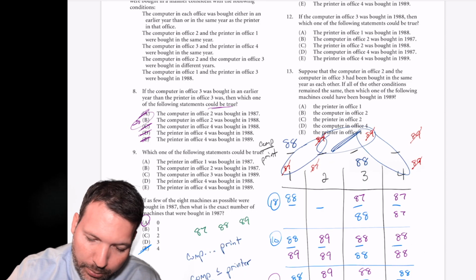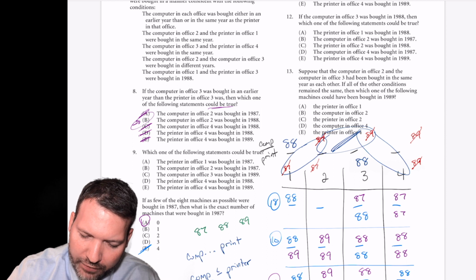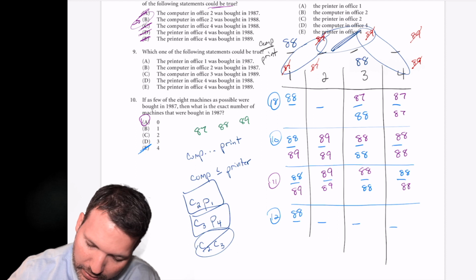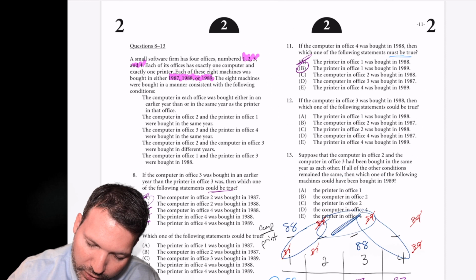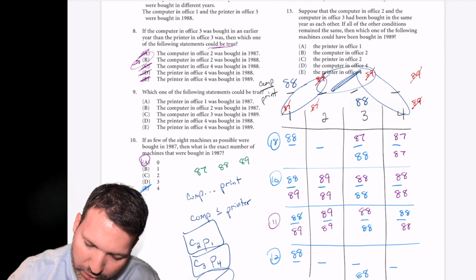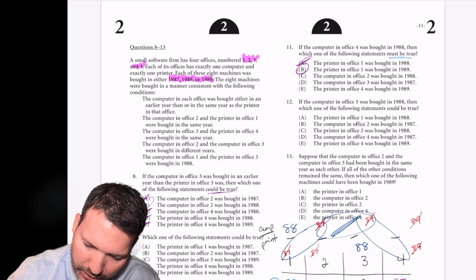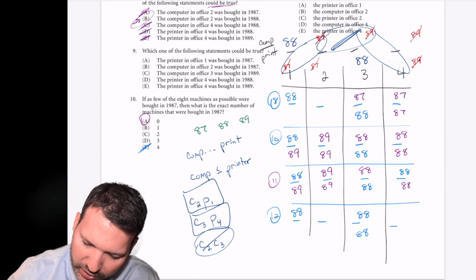All right, let's take a look at number 12. If the computer in Office 3 was bought in 1988, then which one of the following statements could be true? All right, so same kind of thing. We always want to bring down what we know. We've got 88 and 88. And then for this particular question, computer of Office 3 also 88. I feel like we've already done this. Yeah, isn't this just going to be the same thing as the previous scenario?